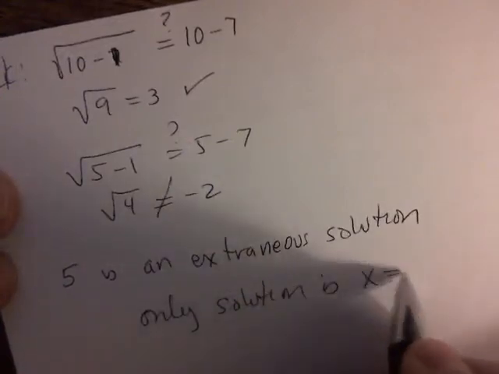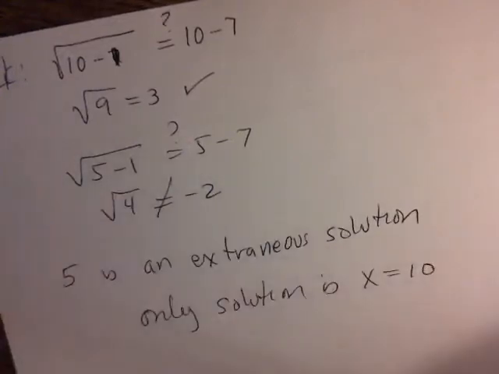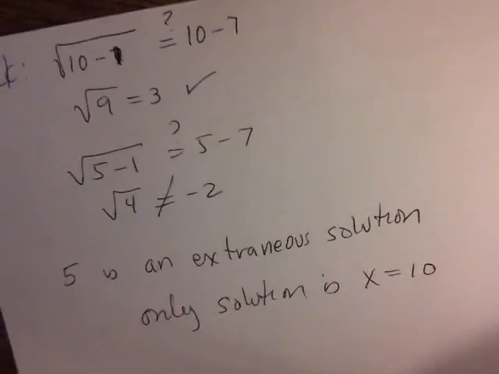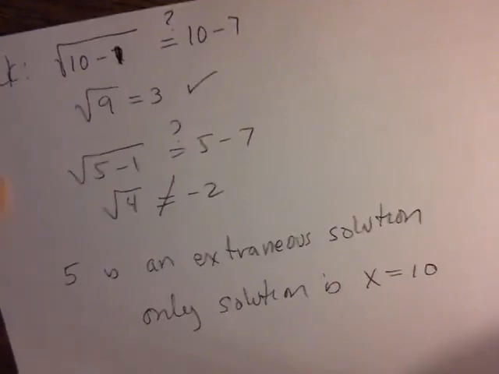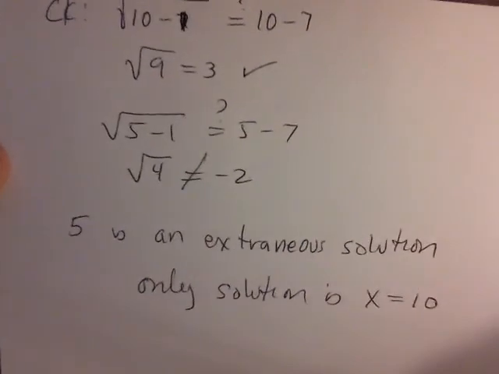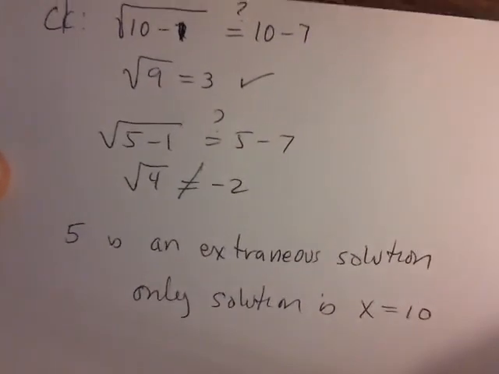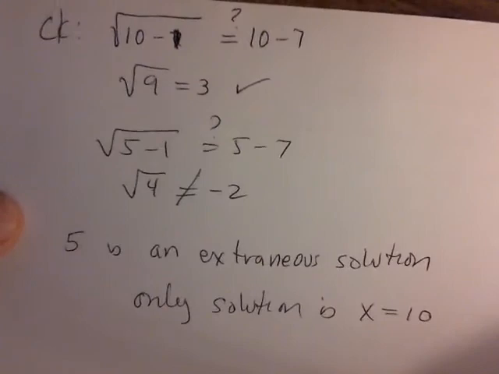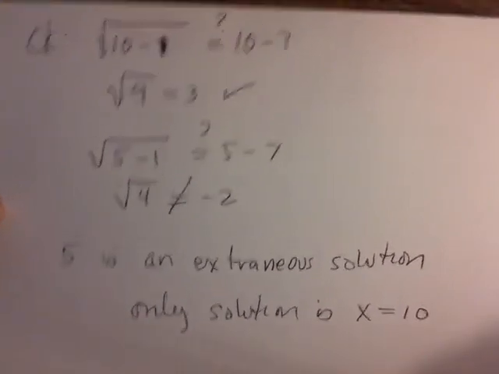is x equals 10. Okay, so that's why, normally when you get two solutions, most of the time one of them's not going to be right, or one of them's not going to work anyway. So always make sure you're checking, to make sure you know whether you're right or wrong. And then also to see if it solves the equation as far as an extraneous solution.